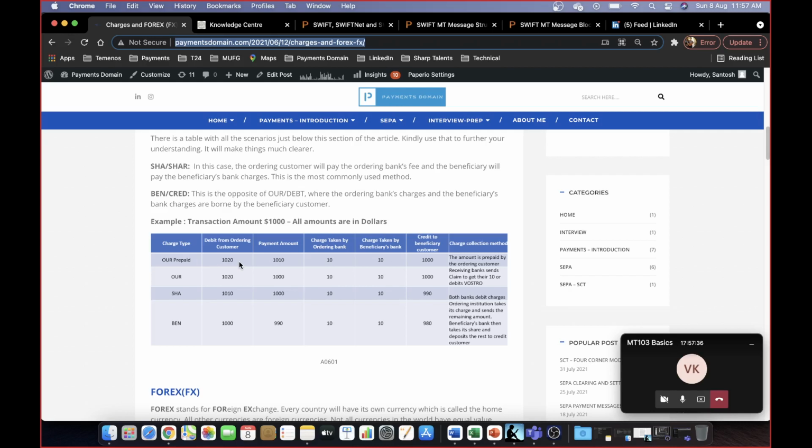So OUR is a case in which the amount is not prepaid. So 1,020 is anyway debited from the ordering customer, but only 1,000 is sent in the payment, which means 32A will contain only 1,000. In the first case, 32A will contain 1,010, and then the 1,000 will be credited to the beneficiary customer, and then the beneficiary bank will have to send a claim payment. So that is usually an MT 191, or some banks send 799 as well, I believe.